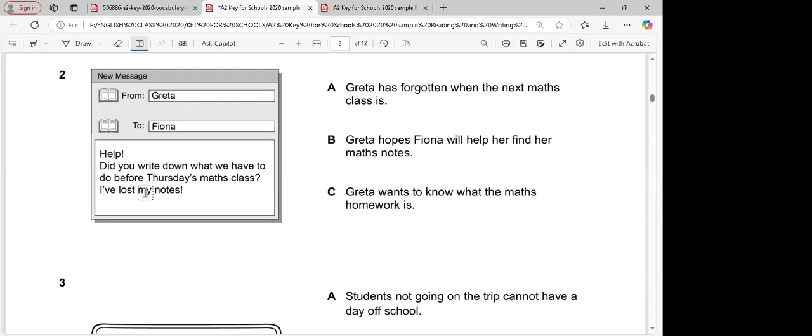Did you write down what we have to do before Thursday's maths class? I have lost my notes. Done? Yes, teacher. Okay. Vinaya, finished? Gami, you finished? Almost. Finished, teacher. Yeah.